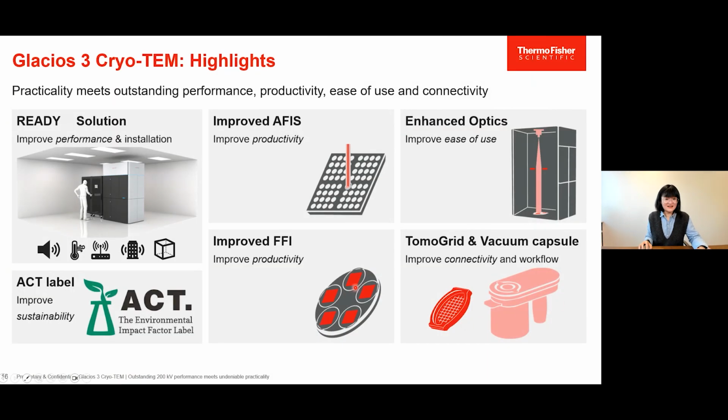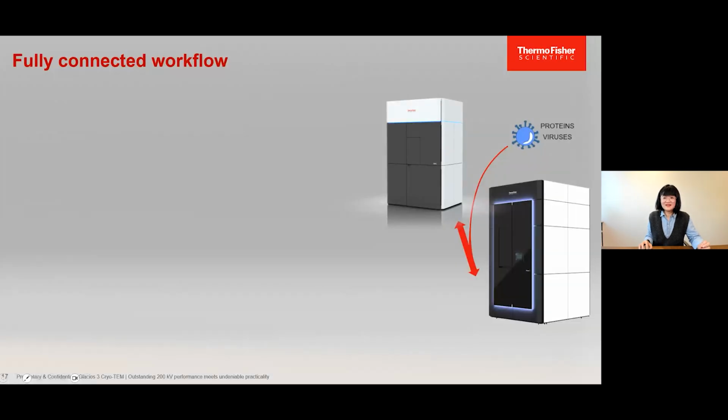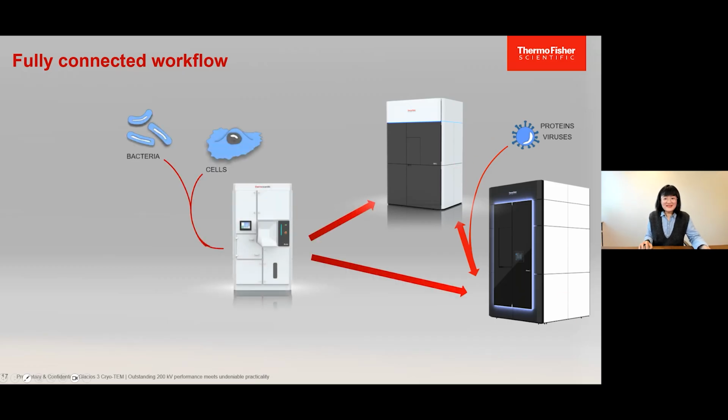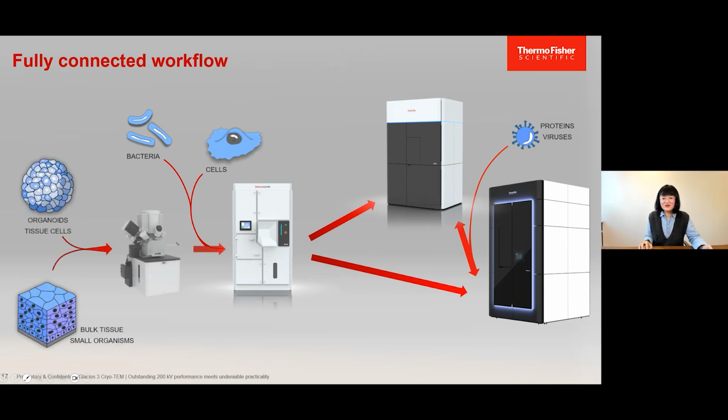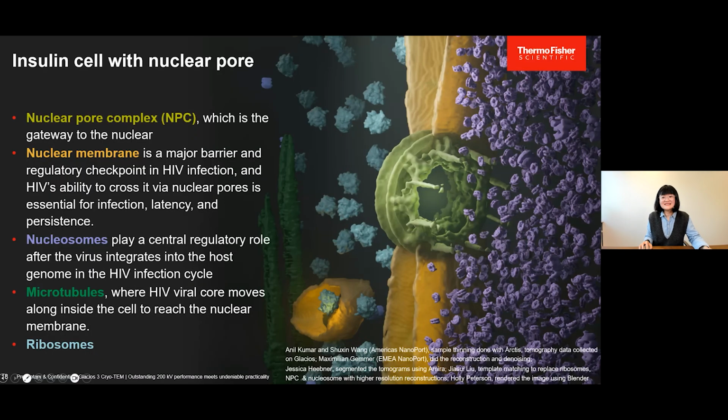Lastly is the connected workflow. When we say workflow, let's first see what a workflow is. When you have protein and virus, you can directly go to Cryos or Glacios. When you have bacteria or a cell, then you can add a cryo-FIB to thin the sample down first. When you have even bulky material, then you can add a Hydra to do cryo lift-outs. Here in this example, we use Arctis to thin down the insulin cell and the Glacios to image the tomogram.